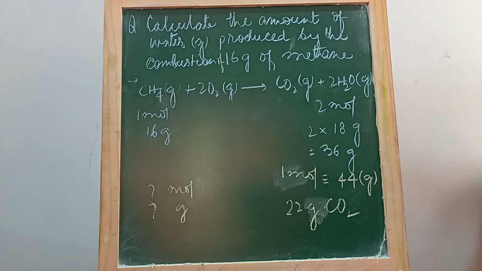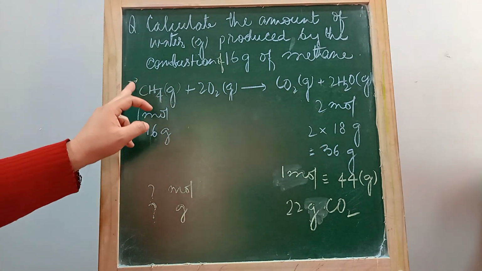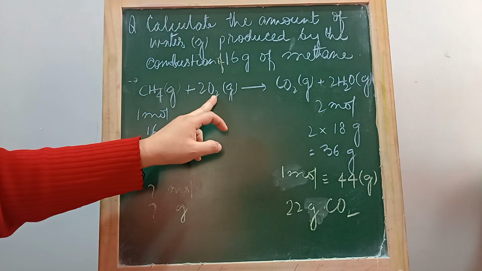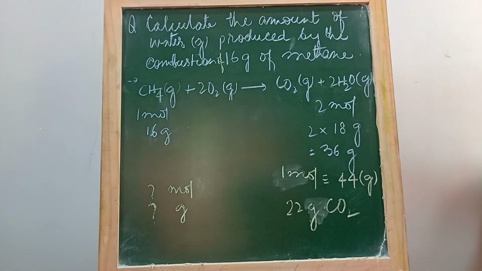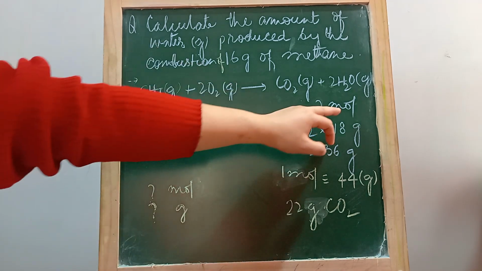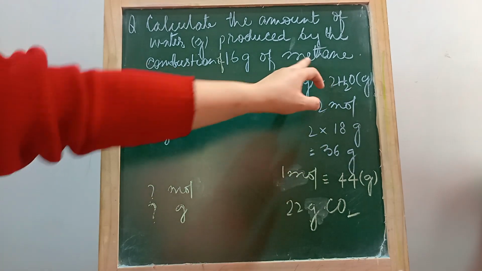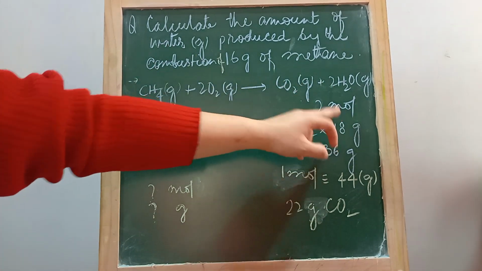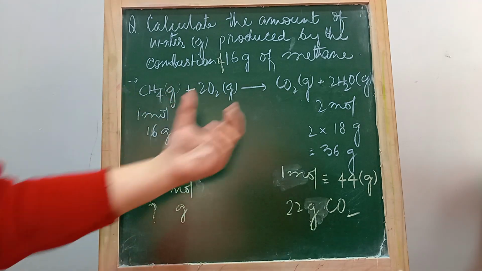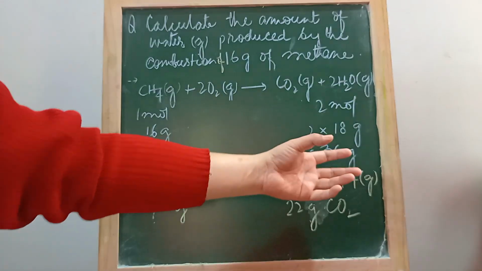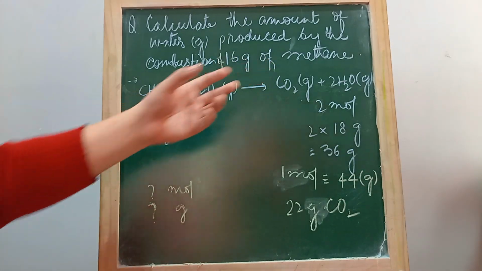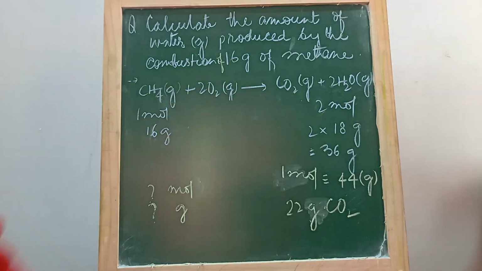So after balancing the chemical equation, now let's study. In general, it means that one molecule of methane reacts with 2 molecules of oxygen to form 1 molecule of carbon dioxide and 2 molecules of water. But we are only concerned about methane in the reactant and water in the product. So we only see methane and water. The question says, when we burn 16 gram of methane, how much water vapor will be formed?